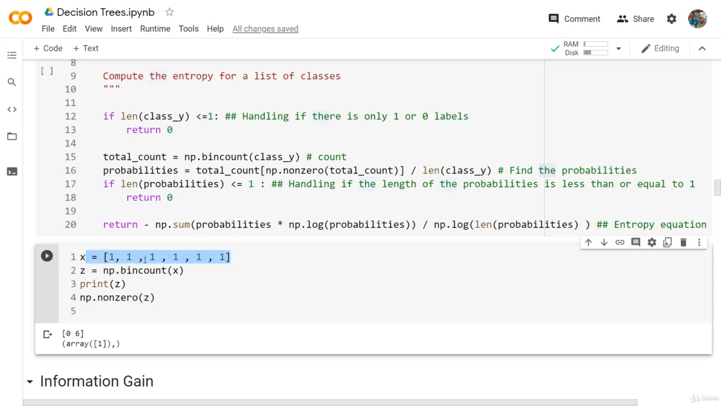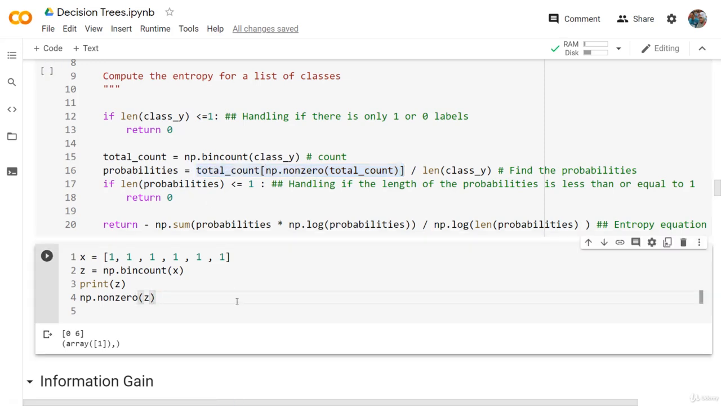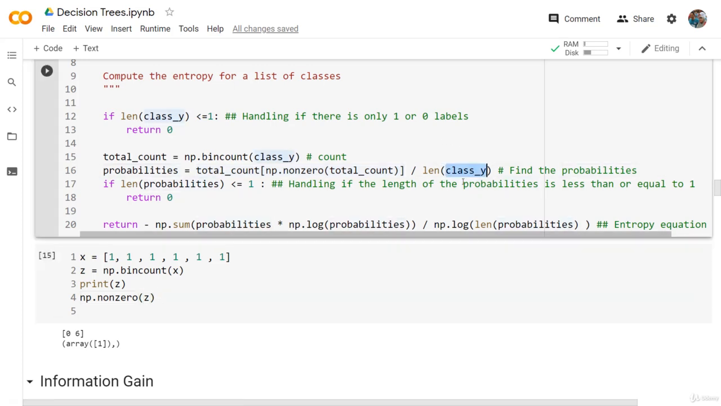Because if I tell you that the first time will be heads, the second time will be heads, the third time will be heads, so each time we have heads, then the entropy is basically 0. Okay, so after we write this line, we are getting the indices of the non-zero elements, and we are dividing by the length of the class Y, right?